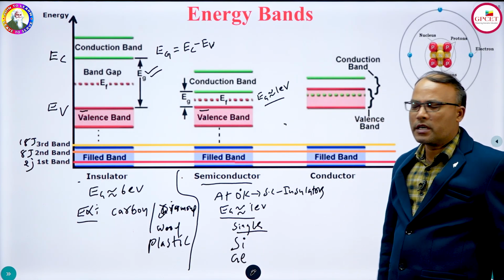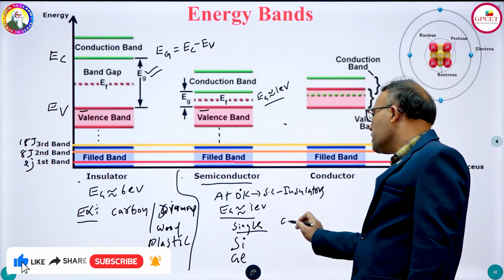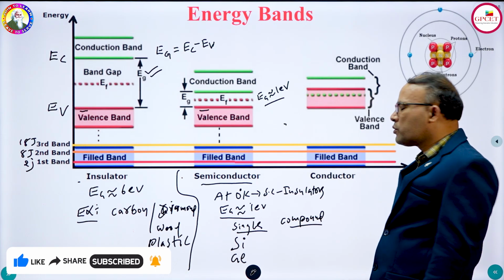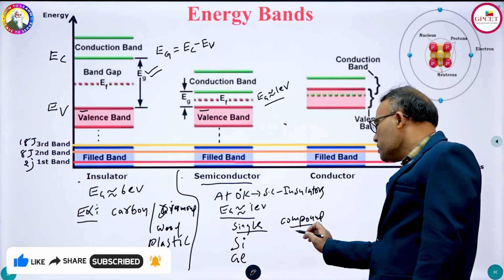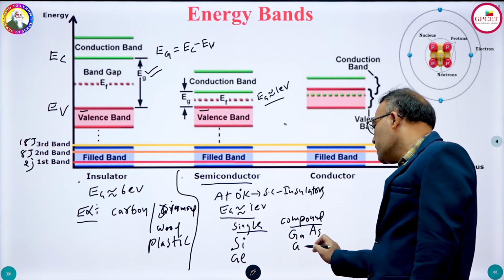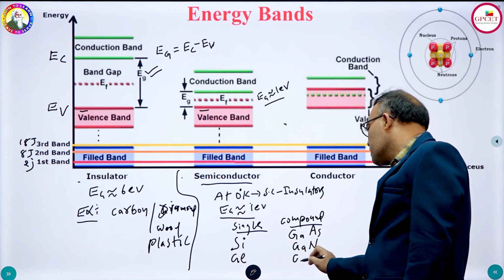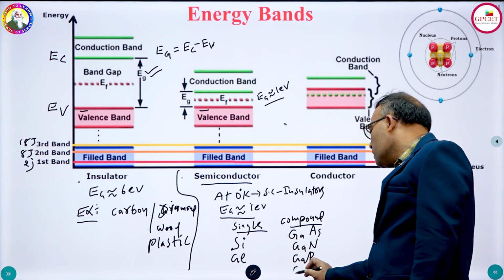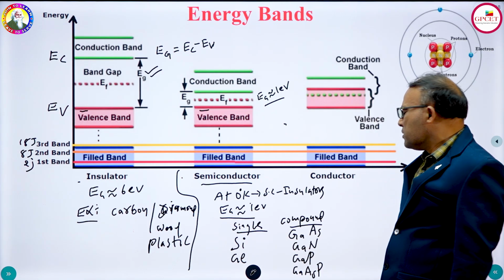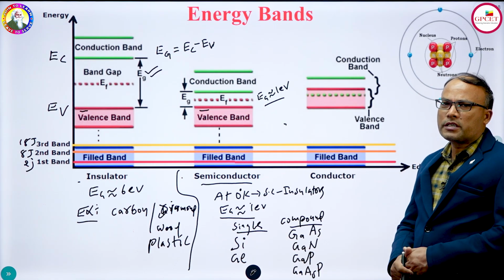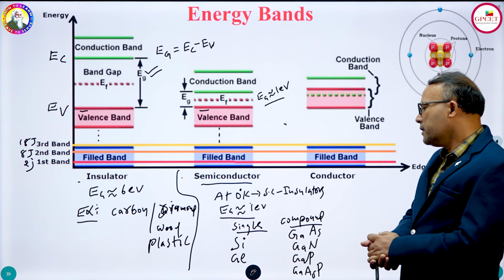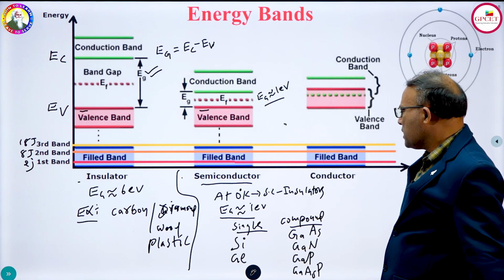It's a single crystal semiconductor. And even compound crystal semiconductors we can go for. For example, a combination of two materials, which is called gallium arsenide, or gallium nitride, or gallium phosphide, or gallium arsenide phosphide. These are all compound crystal semiconductors, where two or more materials are used to form a semiconductor, right?